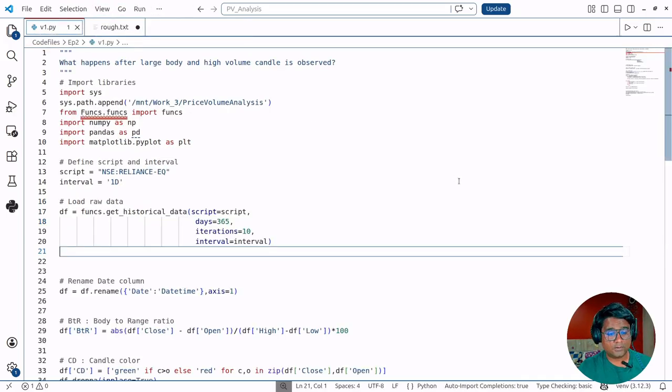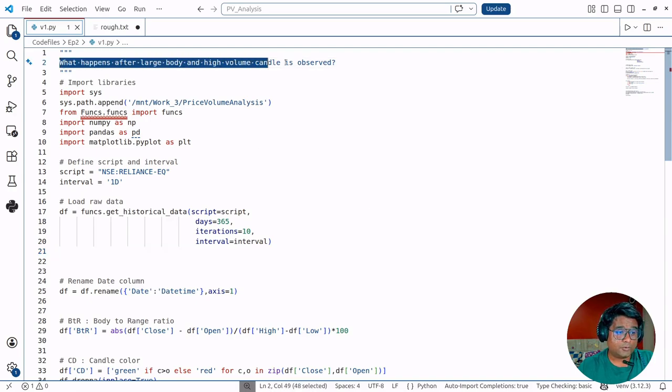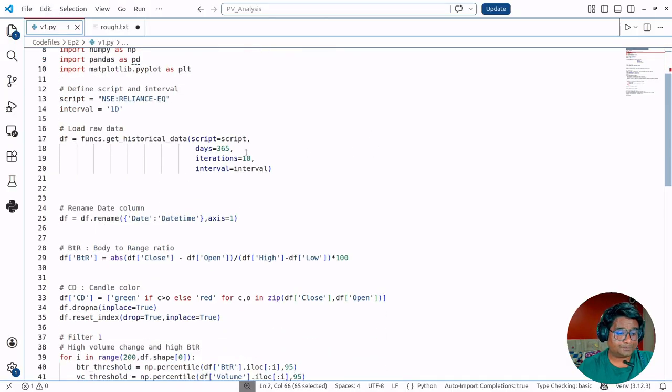Now a little bit about code. If you're not interested in code and just want the results, you can just navigate to the results section. But if you're a data scientist, data analyst, or Python coder, I recommend you stay here a couple of minutes and understand the code. So as usual, what happens after a large body and high volume candle is observed?